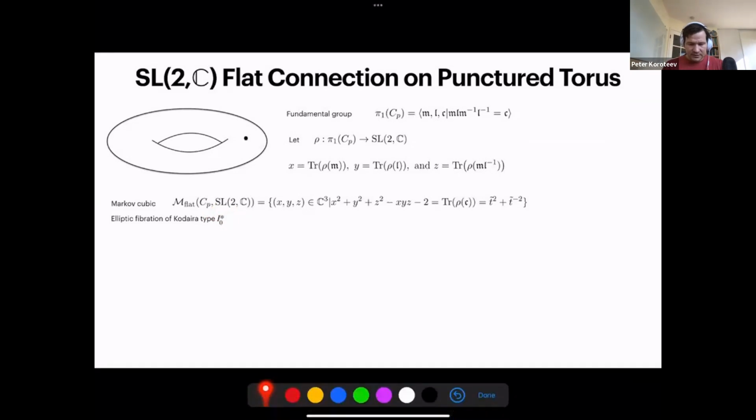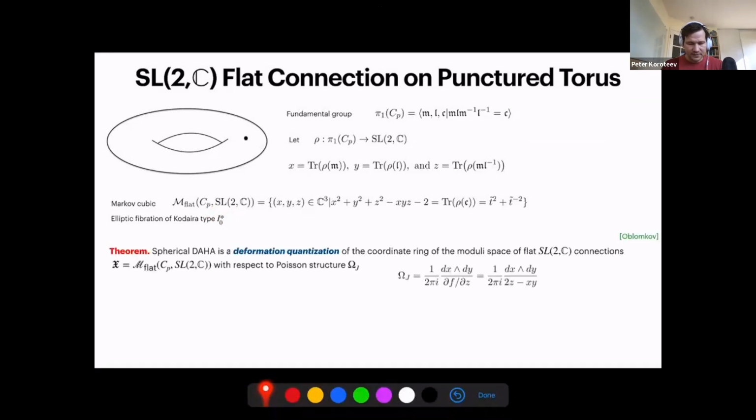Okay. So this is the theorem by Oblomkov, which we'll be using. DAHA is a deformation quantization, as this slide and the previous slide illustrate, of the coordinate ring of the moduli space of SL2 flat connections, which I will call X for short in the following, with respect to the Poisson structure omega, which is given by this formula here. So if little f is the left-hand side of this equation, then you can write the symplectic form like this: dx wedge dy divided by df over dz.